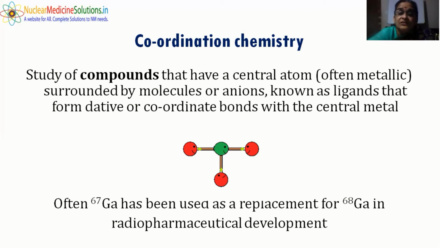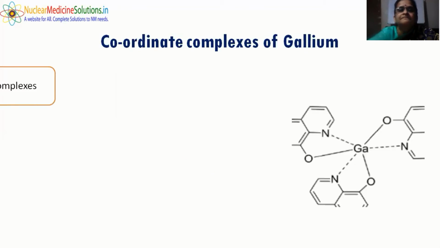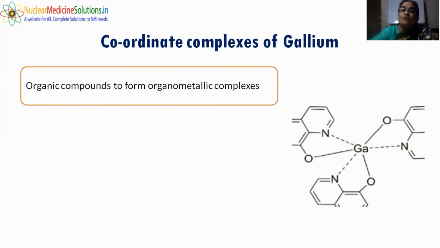Now, gallium-67, as I have told you, will often be used as a replacement for gallium-68 in radiopharmaceutical development, because for this design a longer-lived radionuclide is important. Now, let us go to the coordinate complexes of gallium.